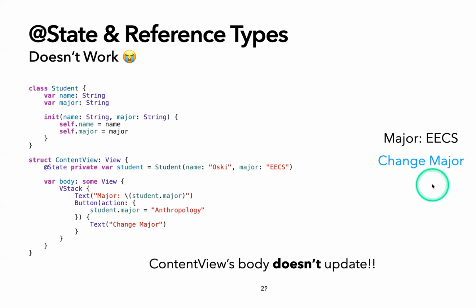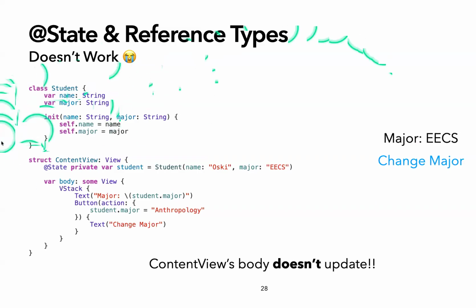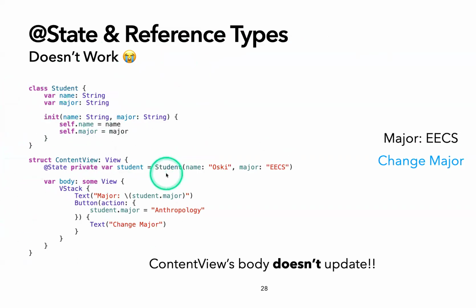So for example, this code right here, we have a student, a very simple student with a name and major, all right? And it's a class. We have a content view here, and I create a new student. Again, this is a reference type with @State. Now, I want this button to change the student's major to be anthropology. When I try to click on it, it doesn't update. Okay, it just does not work because a student is a reference type and @State doesn't work with a reference type.